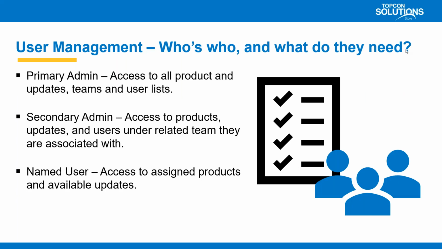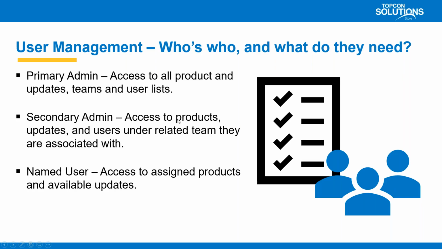So we'll go ahead and roll into user management, who's who and what do they need kind of thing. So let's go ahead and take a peek. We have, as you are aware, the 3 levels of access: our primary admin, our secondary admin, and our named user. Primary admin has access to everything. Secondary admin has access to just about everything with regards to those teams that we were talking about earlier. And then named user has access to only assigned products and available updates for those products.